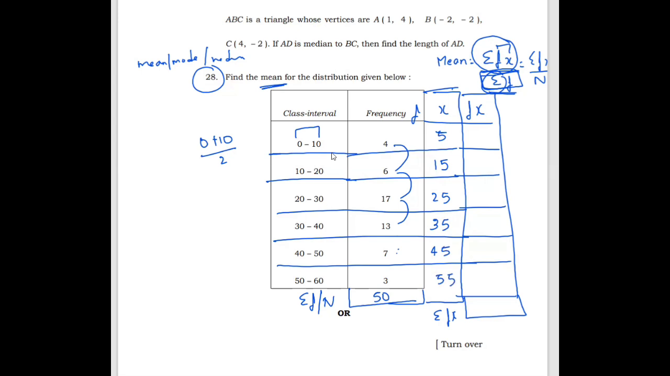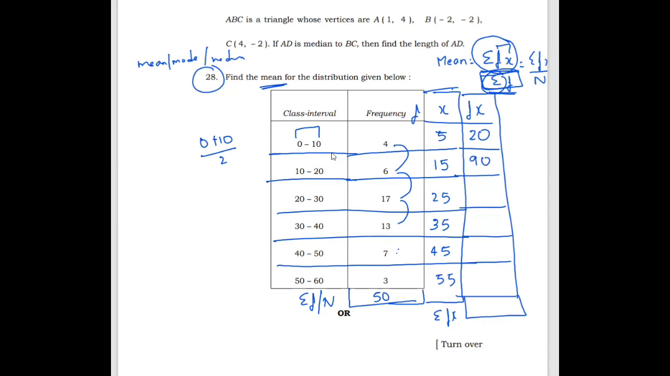Next, I do not require the sum of this. Nowhere in the question it is asked. Nowhere in the formula do I require to add them. I am required to add f of x. What is f into x? Multiplication. You have to multiply f into x. So 4 5s are 20. 15 6s are, what is 15 6s? It is 90. Okay, next.